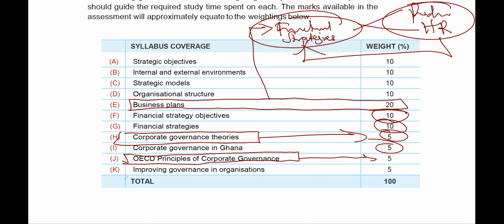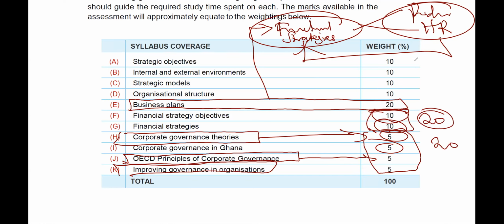So apart from that, you must know how to improve governance in organizations, and that's 5 marks. So if you put all the corporate governance together, it's 20. You could see financial strategy, you put it together, you see 20. But this 20 that you are seeing, the funny thing is that the finance is not just 20, it's spread across because this is an accounting-based paper. So it's spread all across.